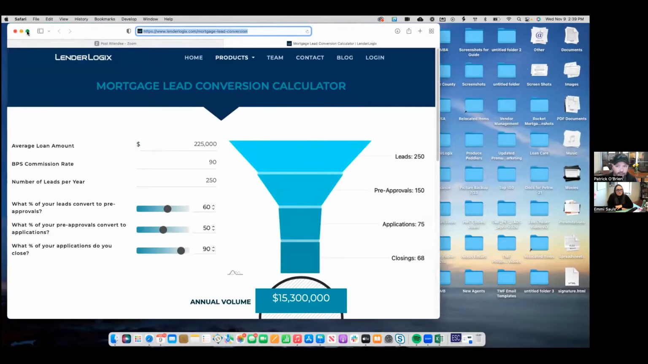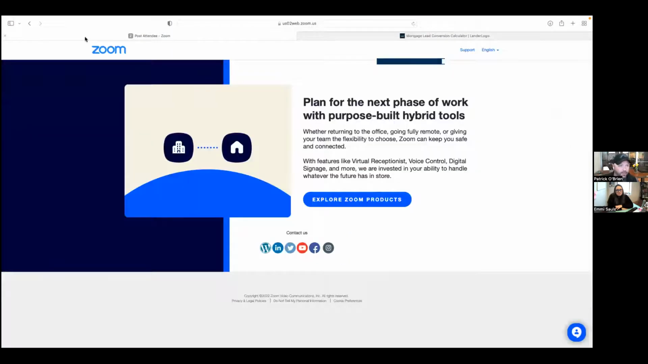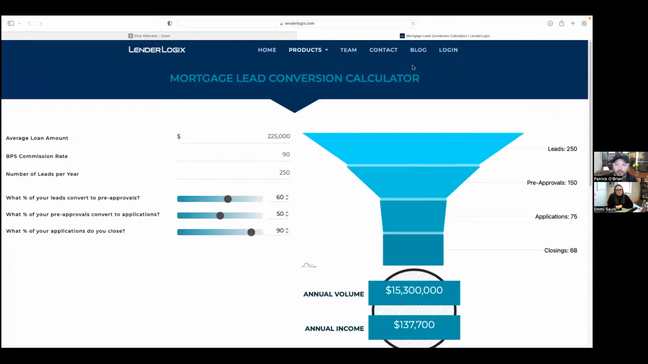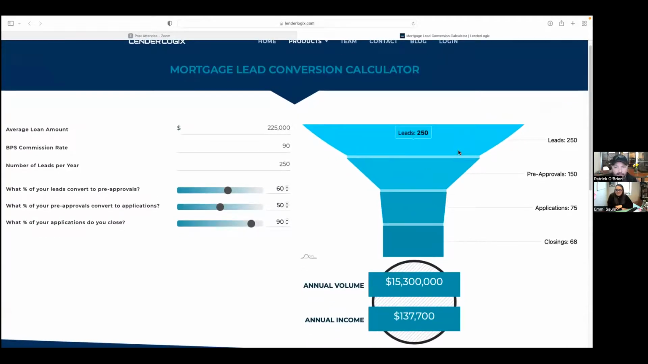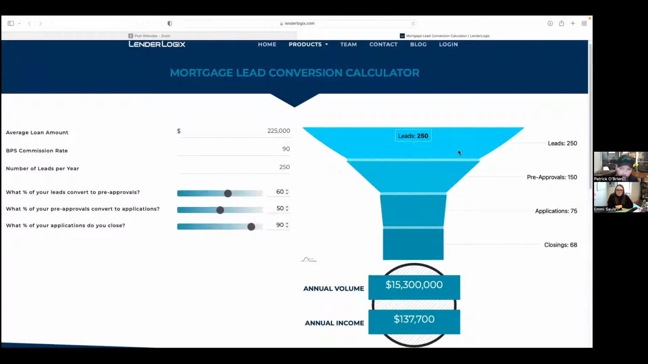So I'm going to pull this open right here. Whoops, wrong tab there. Basically what we have here is this calculator that we'll make available. We'll throw the link in the chat in a little bit. What it lets a loan officer or sales manager do is take a look at some basic numbers that most people are going to know. I should know my average loan amount, right? That's easy to find. Obviously, I should know what my commission rate is.